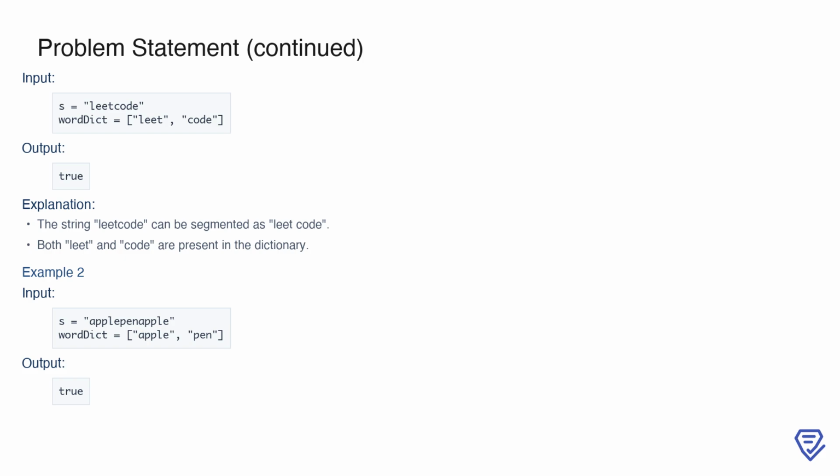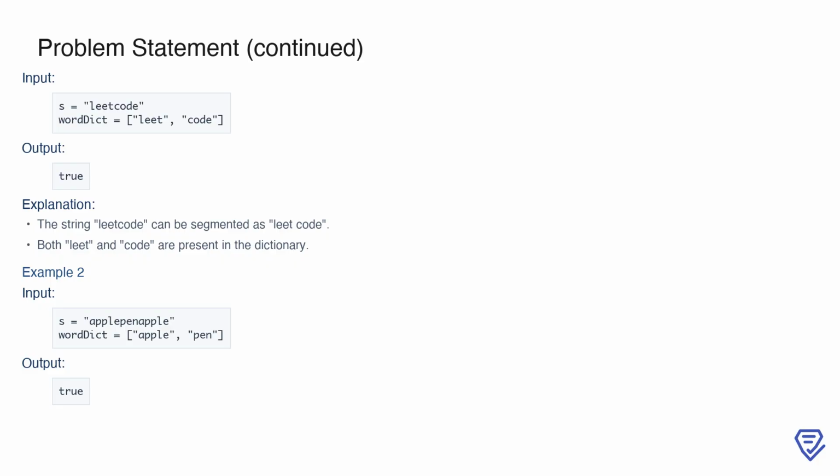In the first example, the input string is S equals LeetCode, and the dictionary of words is WordDict equals Leet, Code. Here, the string LeetCode can be split into two substrings, Leet and Code. Both of these substrings are present in WordDict, so the segmentation is valid. As a result, the output is true.